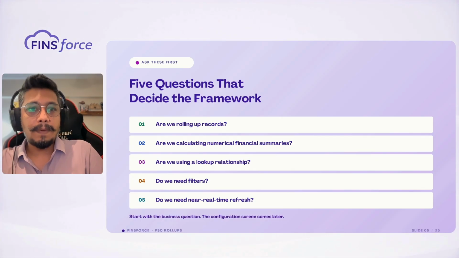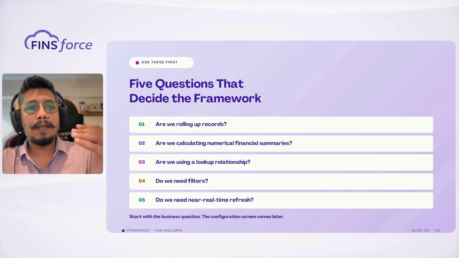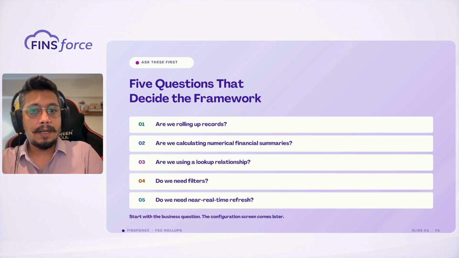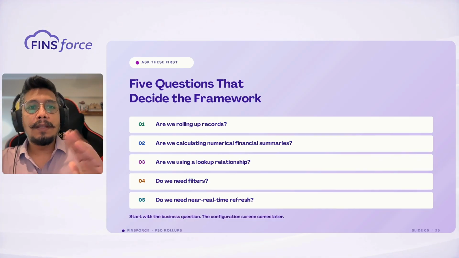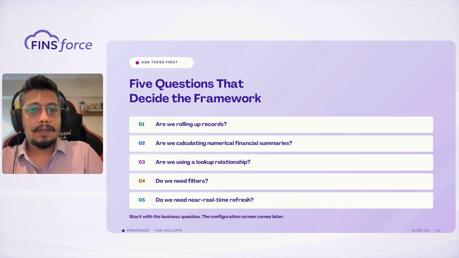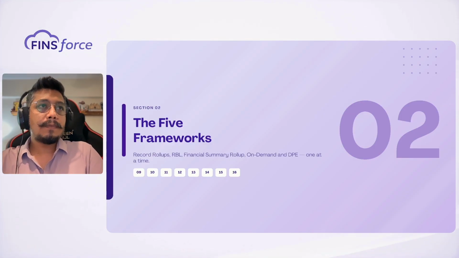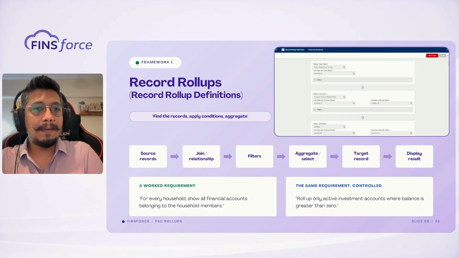And obviously, if you are using the lookup and if you have the managed package, then you will use the record by lookup. If you need any filter, you want real-time implementation, then on-demand setting you need to enable. If you have a very complex rollup, then you have to go for the data processing engine. So answering this kind of question can give you the clear picture of which rollup you need to use in your projects. So these are the 5 element framework.